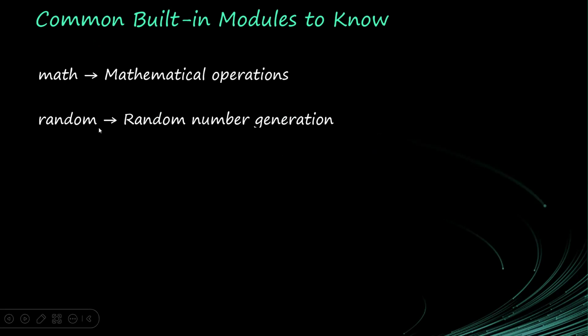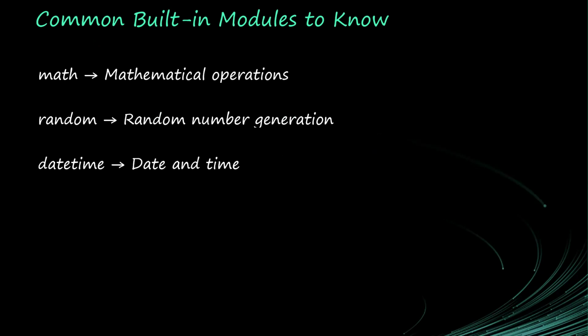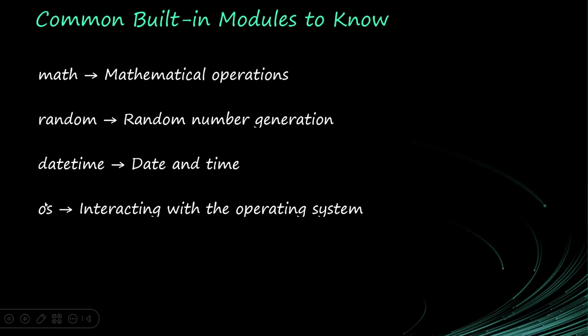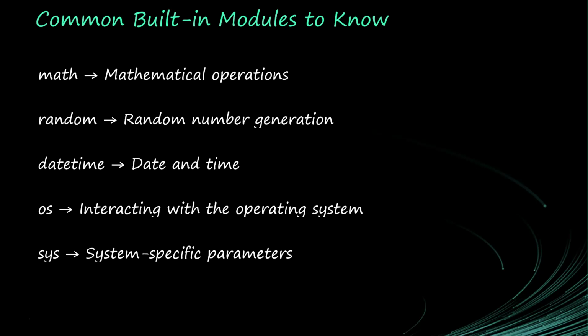We have the random module that we use to generate random numbers. We have the datetime. If you want to work with date and time in Python, Python has created all the functions, all the classes that we use to work with datetime. If you want to work with the operating system, you use the OS module. If you want to work with the system-specific parameters, you use the sys module.